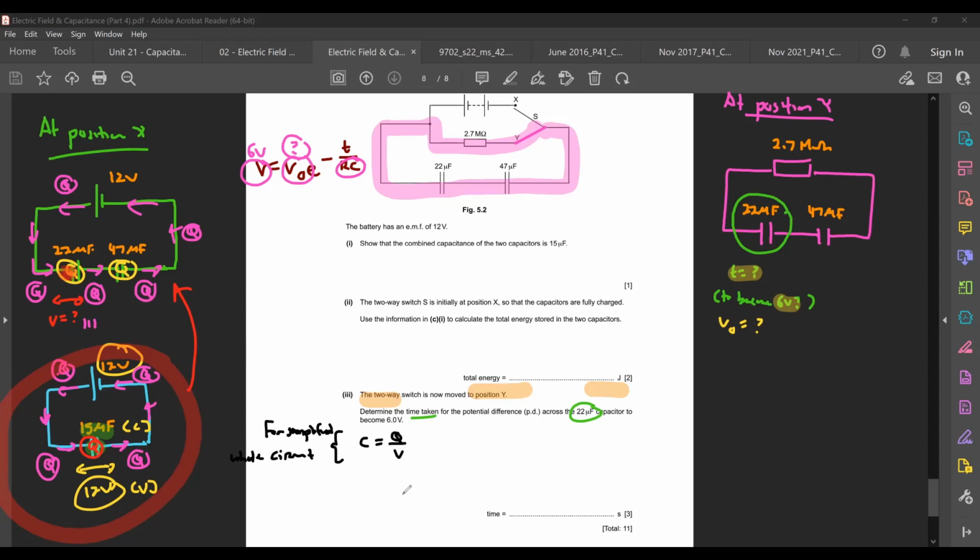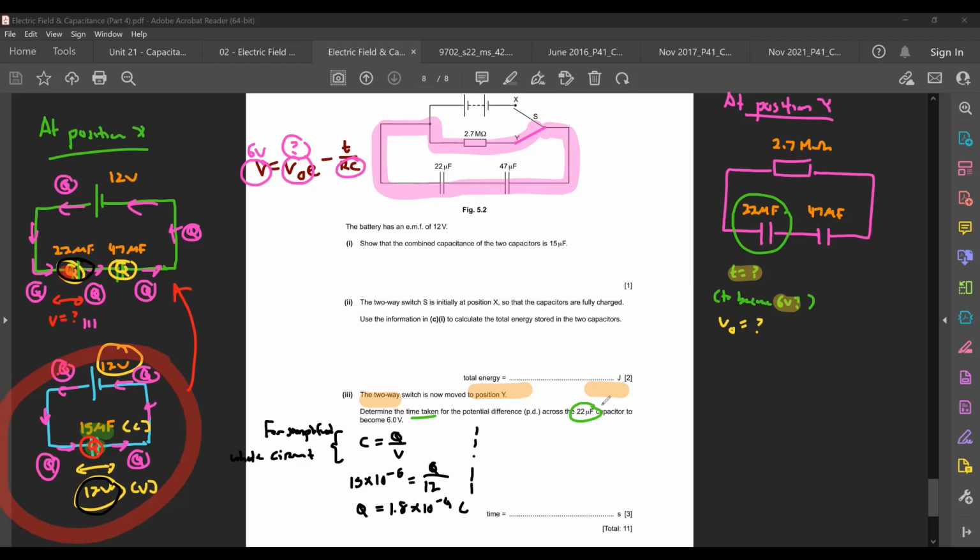Okay, so my capacitance is 15 times 10 power minus 6. And then after that, my Q is what I want to find. My PD I already know is 12 volts. So that my Q now is going to be 1.8 times 10 power minus 4 coulombs. This is how I find my charge. And that charge will be the same charge that is stored here.